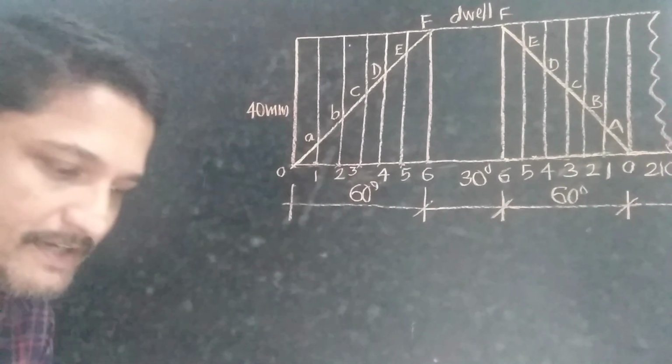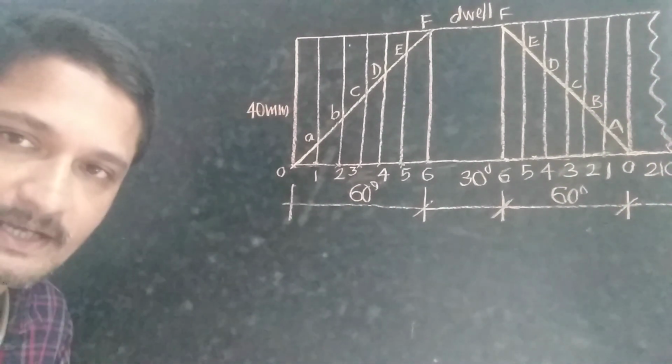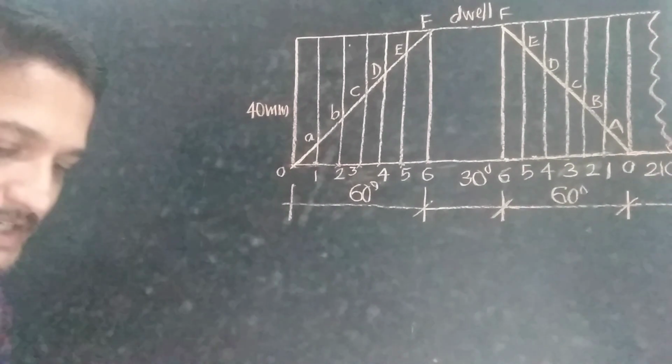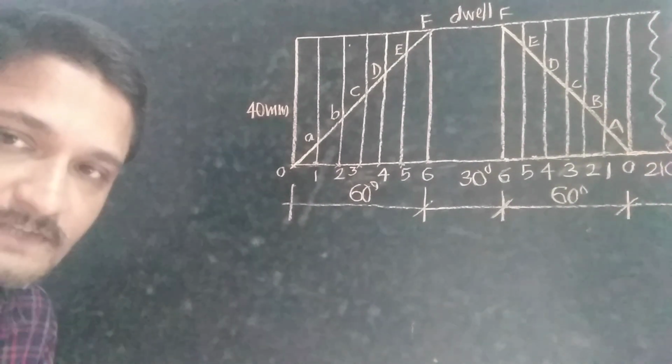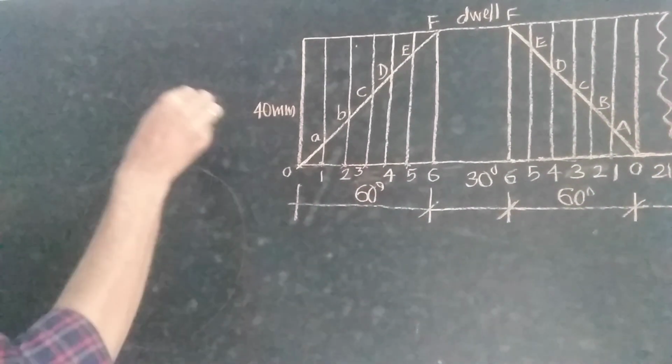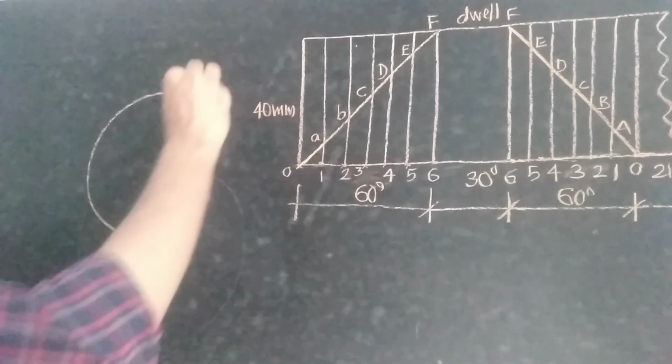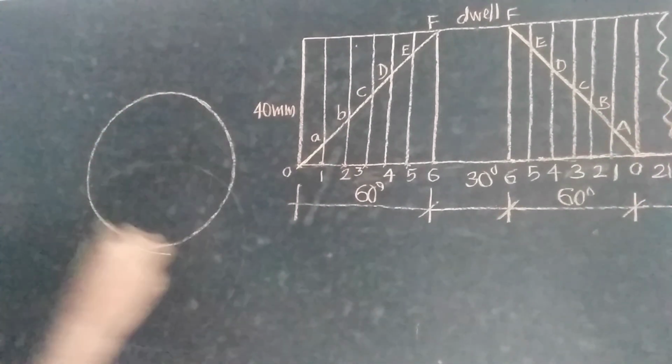The next step, we have to draw the cam profile. Here, first draw a circle with the least radius of the cam, 50 mm radius. That is the first step.